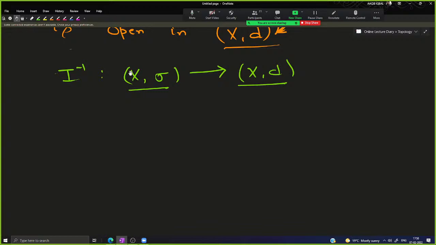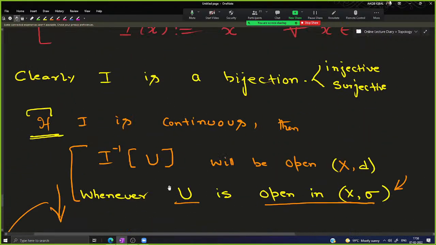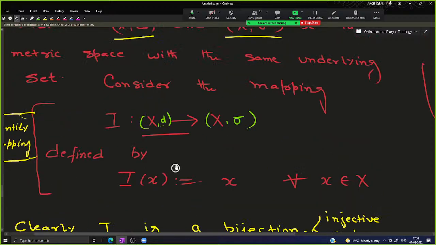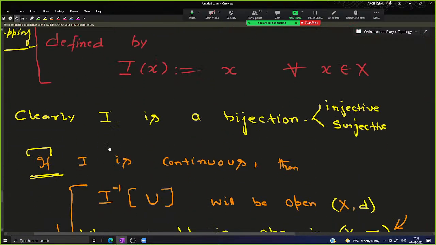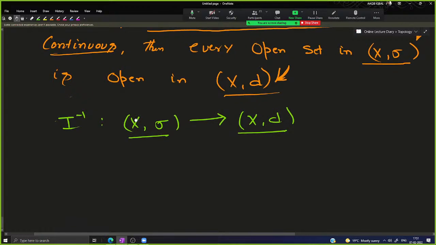The reason is straightforward. The domain of I is the metric space XD, whereas the domain of I inverse is the metric space X sigma. So these will not be the same in this sense.